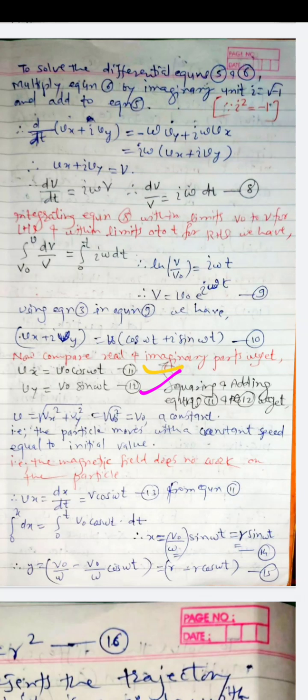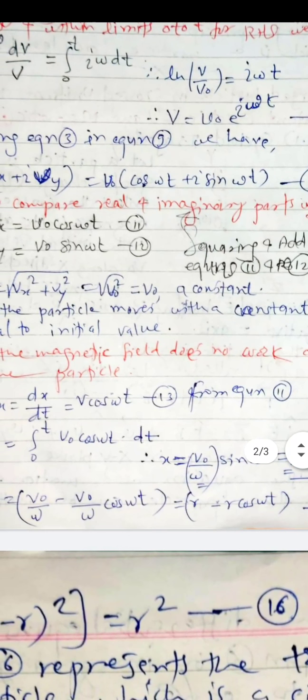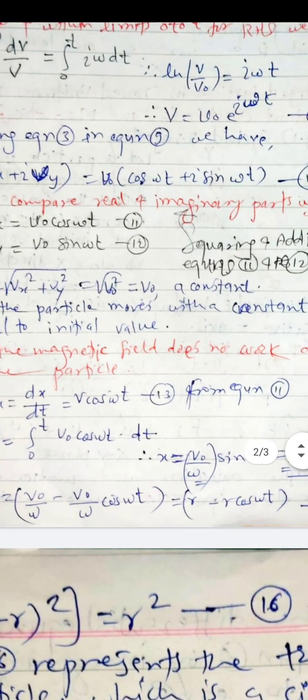Squaring and adding these two equations, we get v equal to the square root of vx squared plus vy squared, equal to the square root of v0 squared, which is v0, a constant. This constant is expressed in the initial conditions as the initial velocity of the particle which enters the magnetic field.